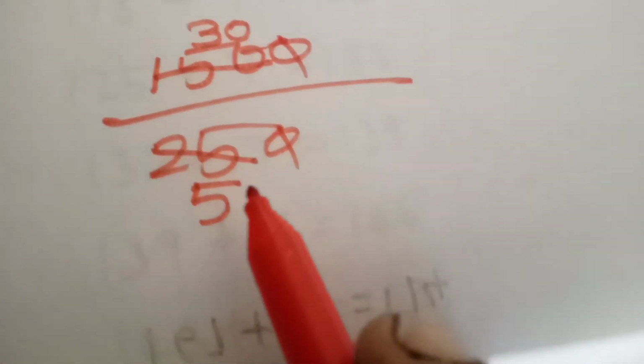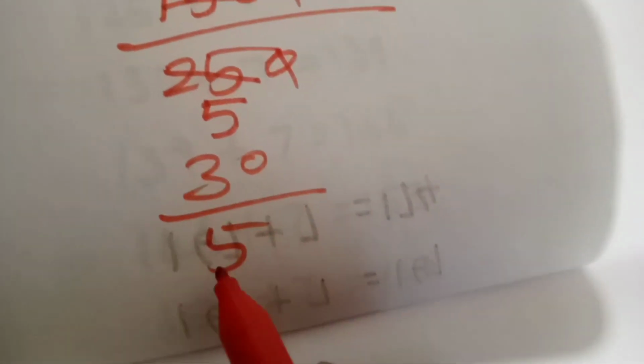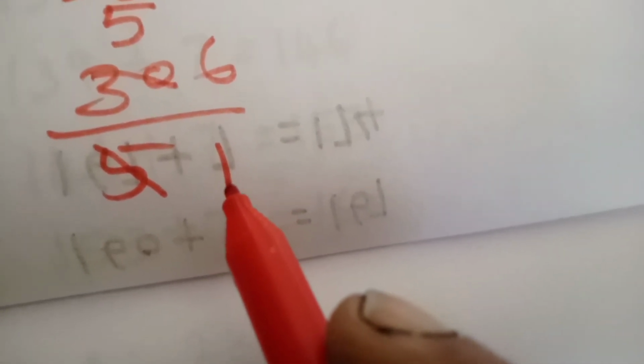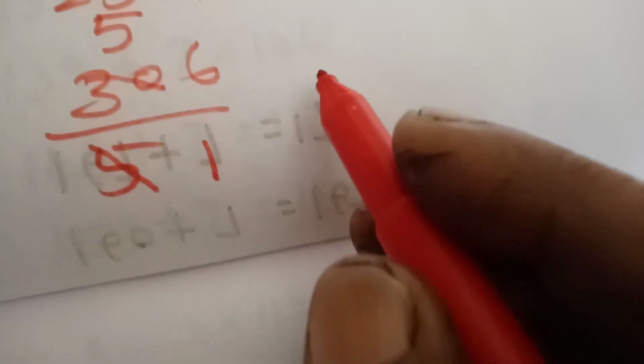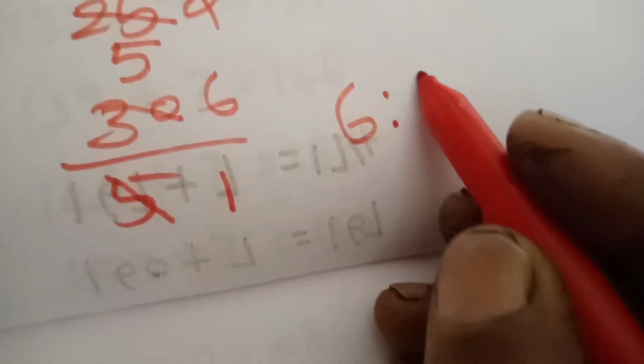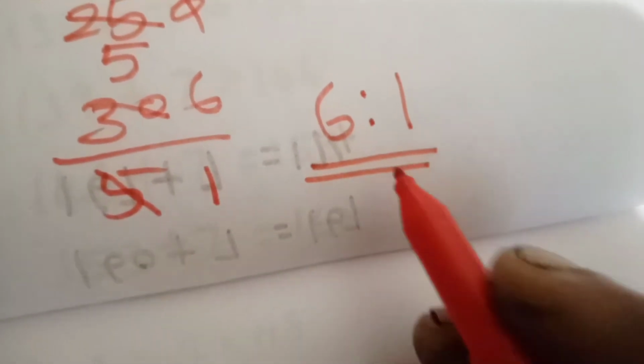Then next, 30 divided by 5. Again we are reducing. It is very clear that in both these numbers we can divide by 5. In 30, how many 5s are there? 6 fives, and in 5, 1 time. In 5, how many 5s? 1. So 6 by 1. This is the reducing method by steps. So we got 6 by 1 in the reduced form, and we are writing the ratio as 6:1. This is the method of how to express the ratios.